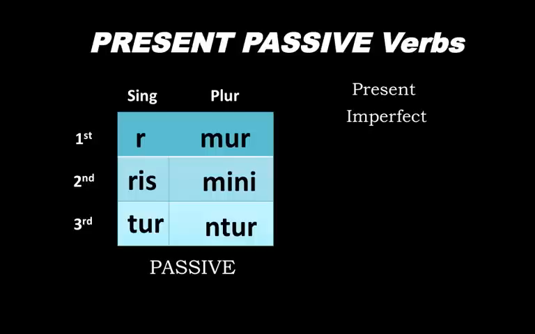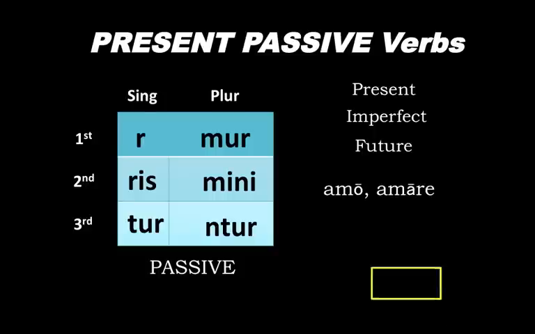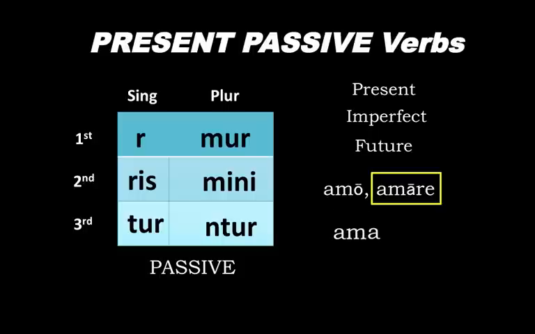So in order to create the present passive system, we need to know how to make the present, imperfect, and future tenses of the verb. If we take a look at our principal parts of the verb, we're going to use the second principal part to build all three of these tenses. We'll take the stem, we'll take the connecting vowel, and then we'll take the appropriate ending, whether it's present, imperfect, or future.